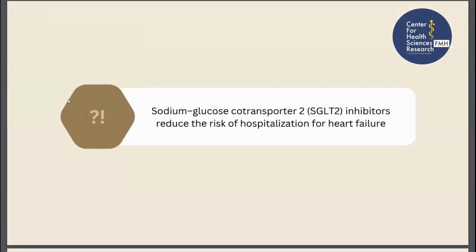So this is an example. Sodium glucose co-transporter 2 inhibitor reduces risk of hospitalization for heart failure. So this is a research paper.